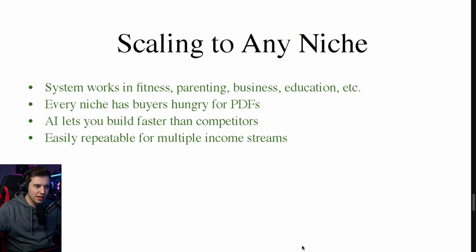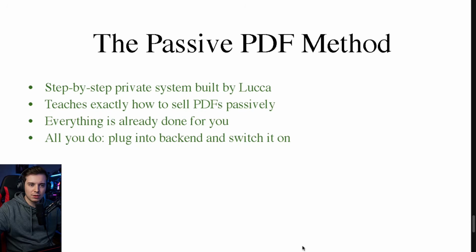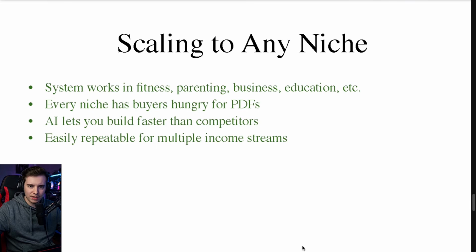Simple as that. So now we've got the PDF, the funnel, and the ads. That's the entire system. And the best part is it's infinitely repeatable. I can rinse and repeat this exact process in any niche I want. Fitness, business, parenting, relationships, side hustles, education. Every single one of them has buyers hungry for simple PDFs that save them time, money, or stress. And AI lets me build them faster than anyone else. This is literally how I scaled from 0 to 10,000 a day, starting with nothing but an idea for a PDF and a few AI prompts.